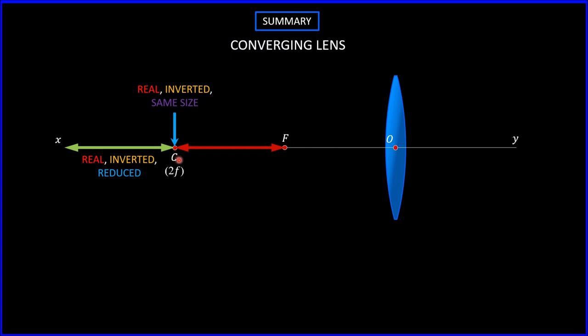If we place the object between point C and point F, the converging lens produces an image that is real, inverted and large. Real image in the back of the lens. The distance from the image to the lens is greater than zero. Inverted: the object and the image are in opposite directions. Enlarged: the image is bigger than the object.